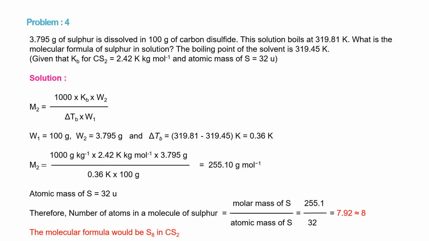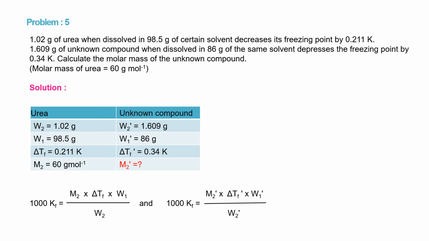Now next is the sum based on depression in freezing point. Okay, so now see what the sum is. 1.02 gram of urea is dissolved in 98.5 gram of a certain solvent. In this case they have just taken any solvent.